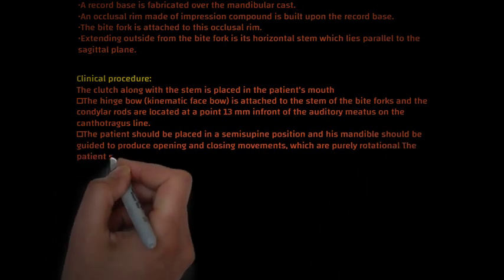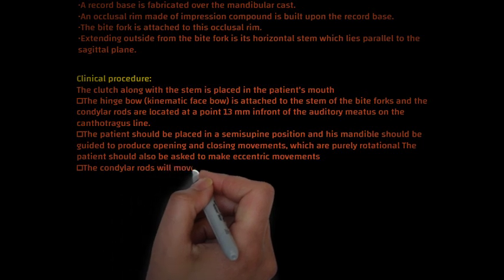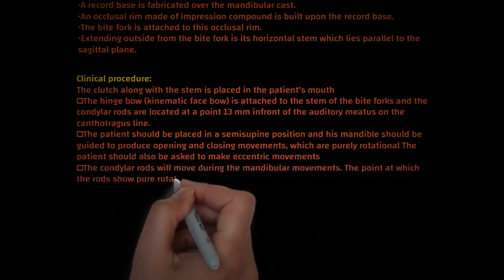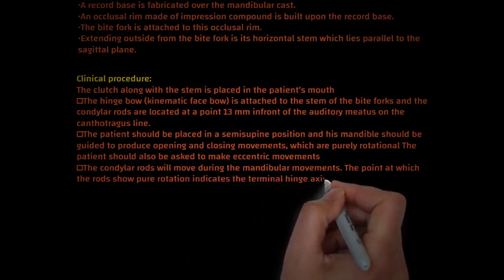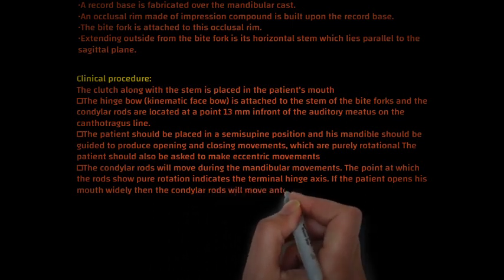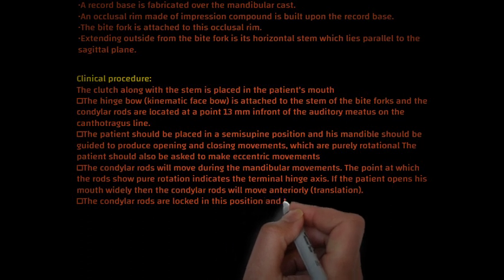The patient should also be asked to make eccentric movements. The condylar rods will move during the mandibular movements. The point at which the rods show pure rotation indicates the terminal hinge axis. If the patient opens his mouth widely, then the condylar rods will move anteriorly, which is translation. The condylar rods are locked in this position and the face bow is removed.